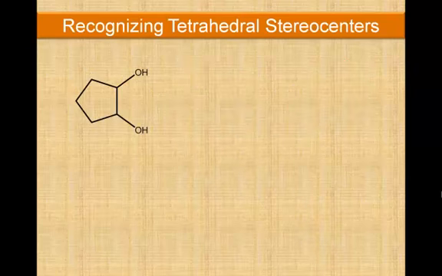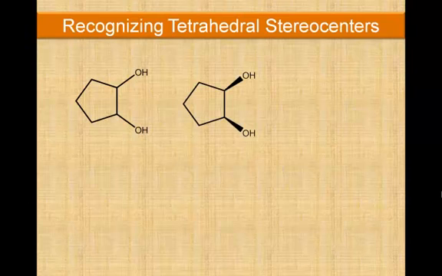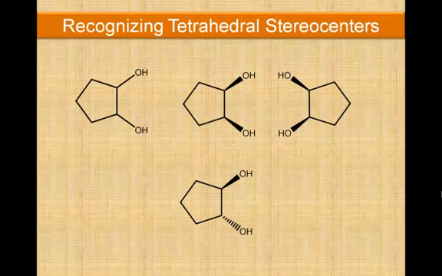I want to show you another example, and this time we have a disubstituted cyclopentane. Immediately you can see that I have 2 carbons showing 3 bonds. Could these 2 carbons be stereocenters? Let's draw our possible orientations. I can have the cis isomer, and let's draw the mirror image of that, and I can have the trans isomer, and there's its mirror image as well.